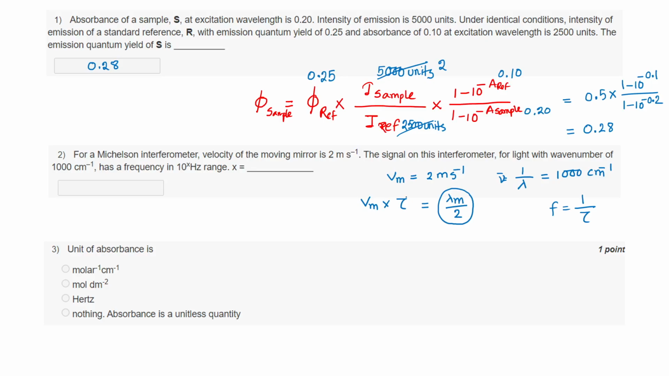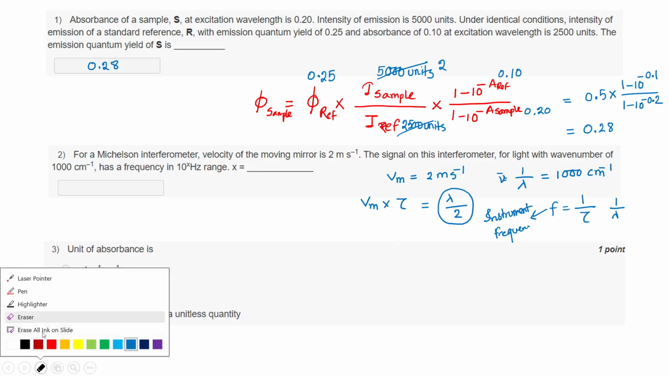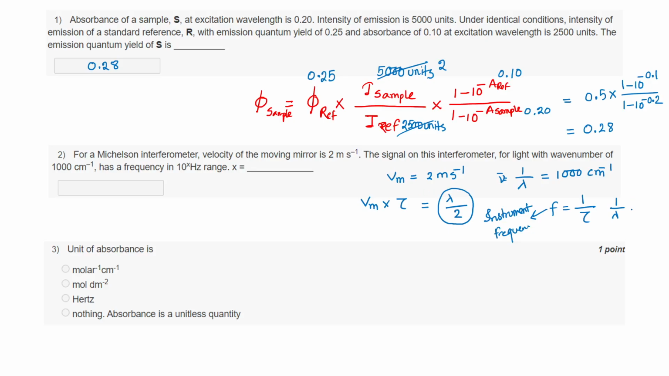So from tau, we will have the information from the instrument frequency, and lambda m by 2 is related to the light source frequency. Because the lambda m is, let me see, 1 by lambda m, or why I'm writing lambda m, I can write lambda, right? I was writing Vm, that's why I guess. So this information is already given.